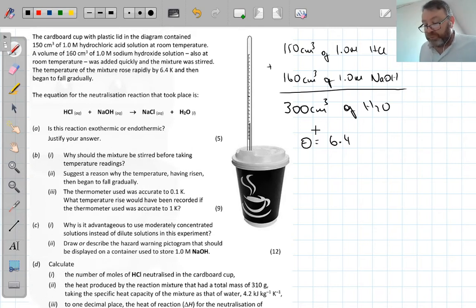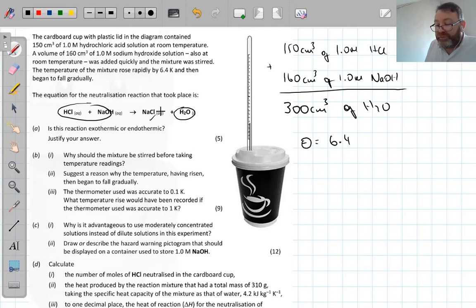The equation for the neutralization reaction that took place is HCl plus NaOH gives NaCl and H2O. Now that's the typical neutralization experiment. Notice the acid and the base give water. They will only form the salt fully when the water is evaporated. So at the moment, the Na and the Cl are in aqueous solution. That's why it has an AQ at the bottom of it.